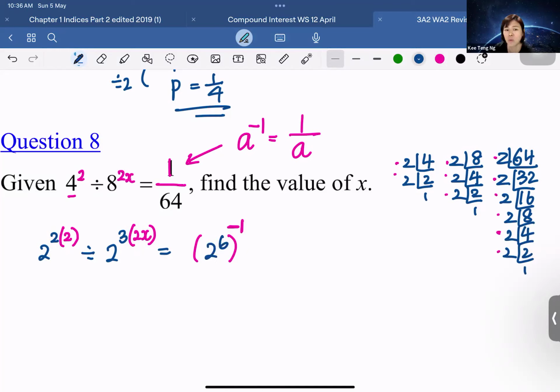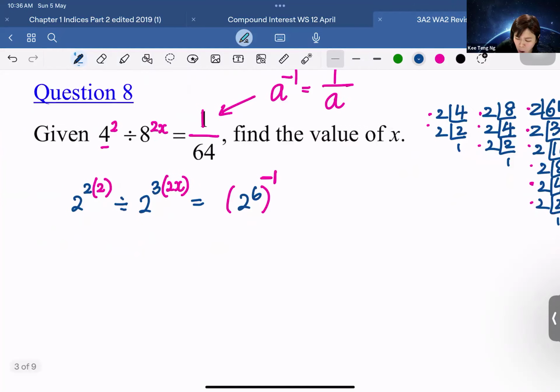All right. So what do we have? We have 2 to the power of 2 times 2 gives me 4, divided by 2 to the power 3 times 2x. So it's 6x. This is not 6 minus 1. This is 6 times -1, okay? So 2 to the power -6. Not 6 minus 1, okay? 2 to the power 6 times -1.